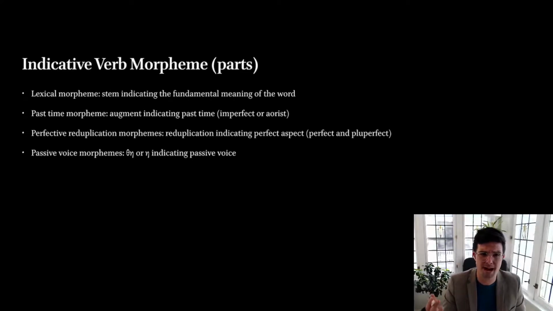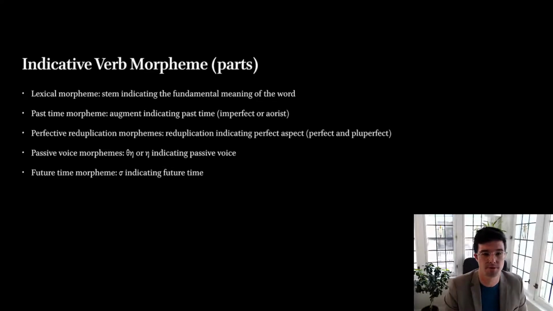We also have the passive voice morphemes, and these are going to come after the lexical morpheme, after the locomotive that makes the verb go. And this is going to be in the form of theta, eta for first passive verbs, and then just eta without the theta before it for second passive verbs.